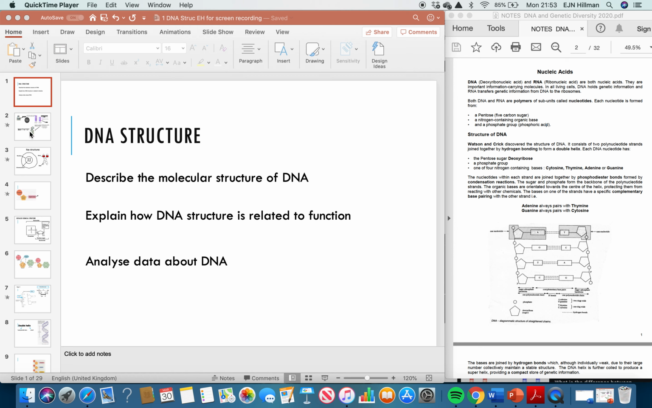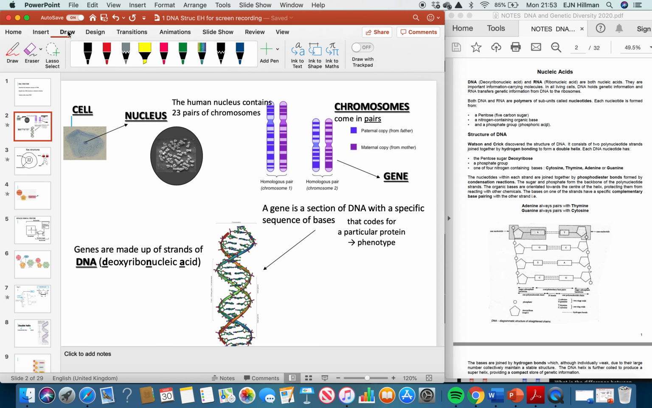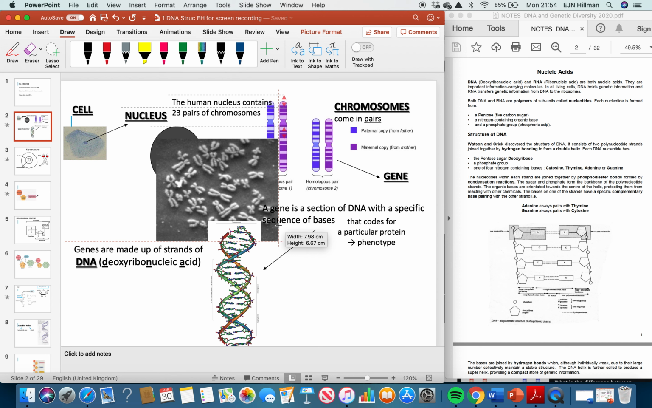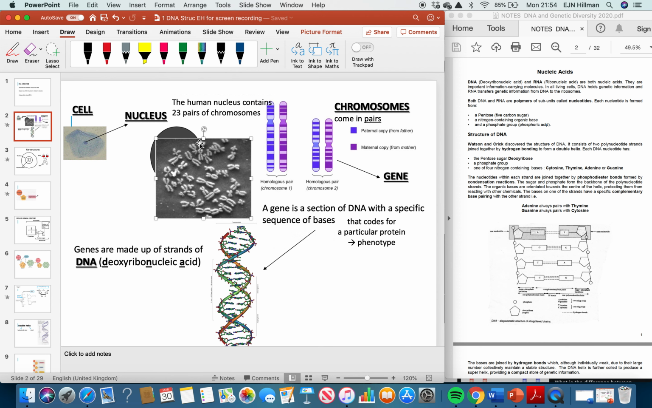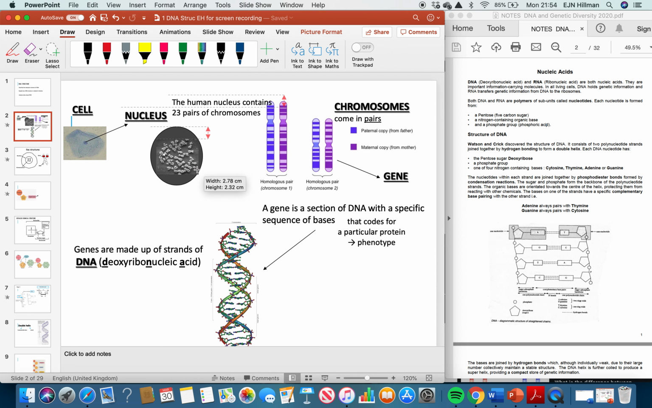Okay, so firstly, where does the DNA exist? Well, this is a eukaryotic cell. Looks like a cheek cell to me, and inside that cheek cell is a nucleus. Now, if you look really carefully at this image, you will see that those chromosomes exist here as these X-shaped chromosomes. That's pretty typical of a diagram you might see in a textbook, but it's a little bit misleading.